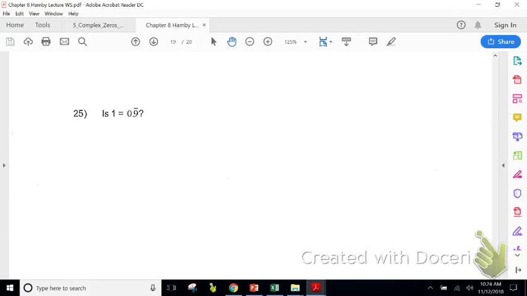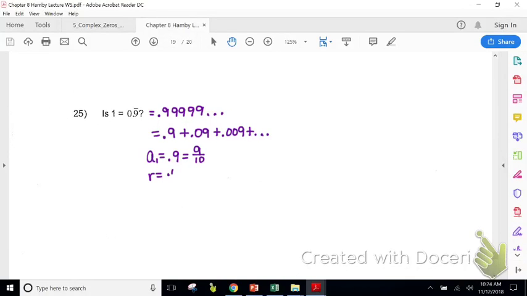So is 1 equal to 0.9 repeated? Let's find out. Remember, 0.9 repeated can be rewritten as 0.9 plus 0.09, and then I need 2 zeros, and we could keep going from there. If it's 1 decimal place, then it's 1 zero. If it's 2, then it's 2. Each time you add that same amount. So if it was 2 zeros, then each time I'm going to include 2 extra zeros.